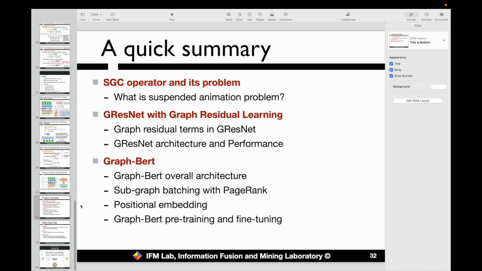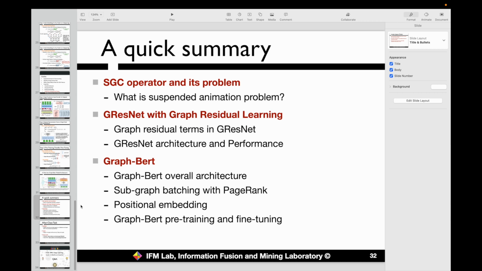To address this problem, we talk about the new model called GResNet, to combine the GL model architecture with graph-related learning terms. We discuss different terms that can be used for building the GResNet, and also compare the different architectures and the performance. So besides GResNet, we also talk about another model, which is called Graph-Bert.